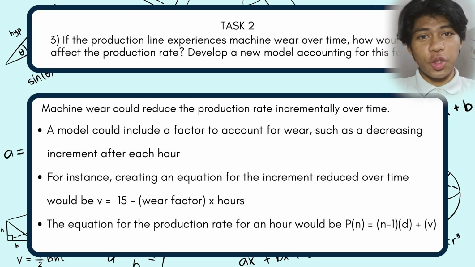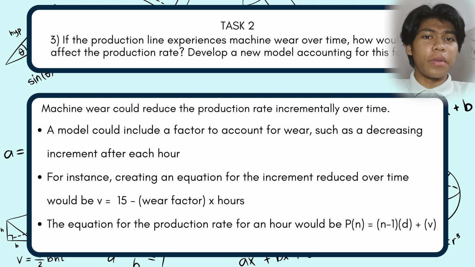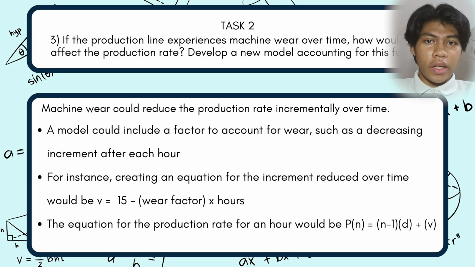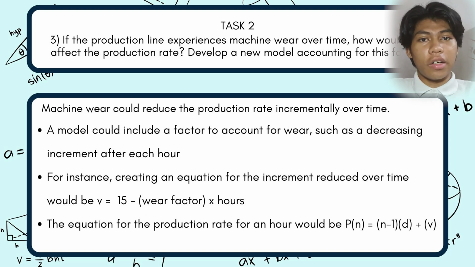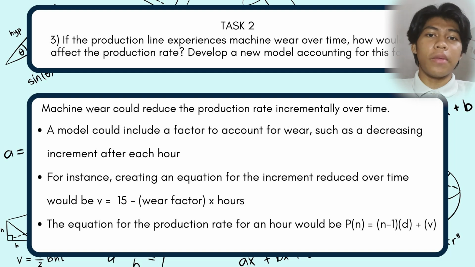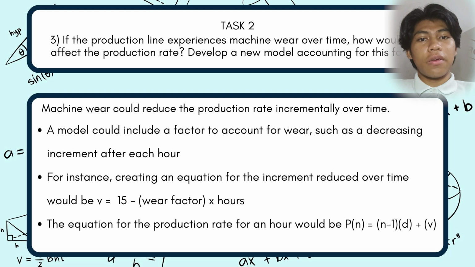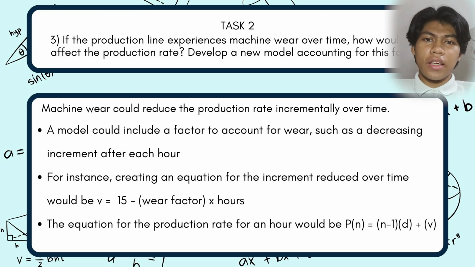To mitigate this issue, the production line could implement regular maintenance schedules to ensure machines operate at their peak efficiency. Upgrading equipment or integrating automated systems could also help maintain consistent output over time. By proactively addressing wear, the production line can sustain reliable performance despite the challenge.